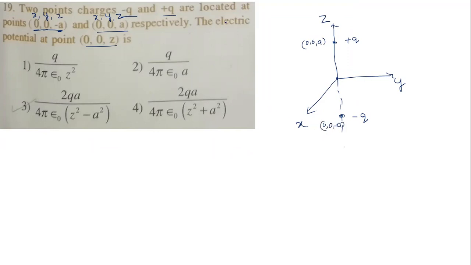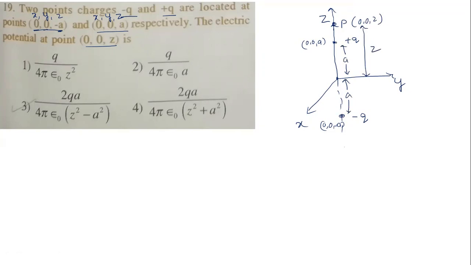Now I need to find the electric potential at some point on the z-axis. I don't know where, so I'll take some point here, P, let us say. This is (0, 0, z). Now look at the distances. This distance is a, and this distance is also a, and this distance is z.